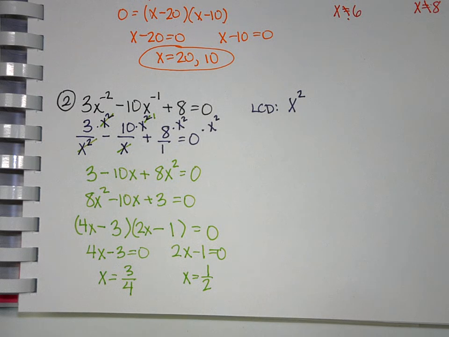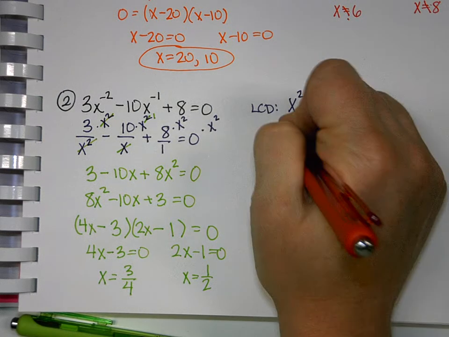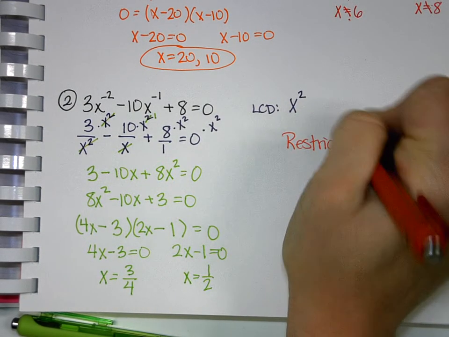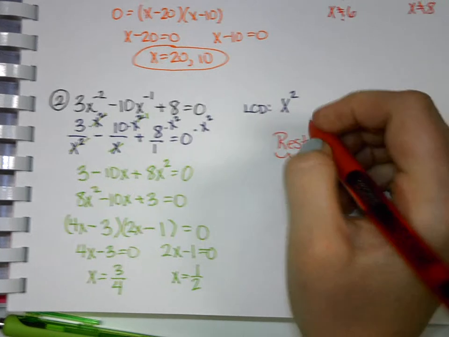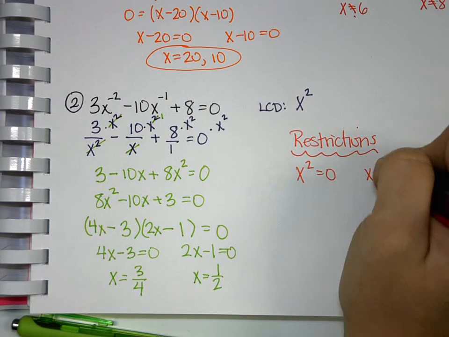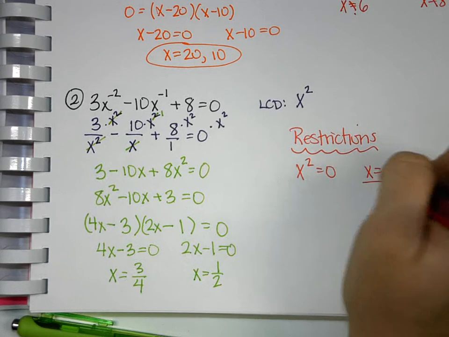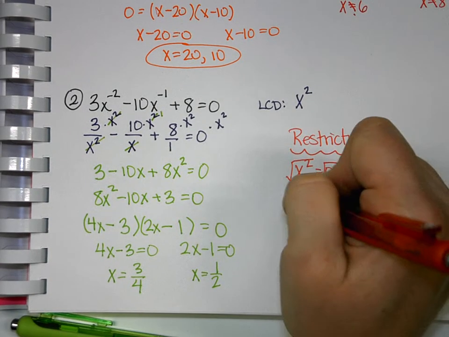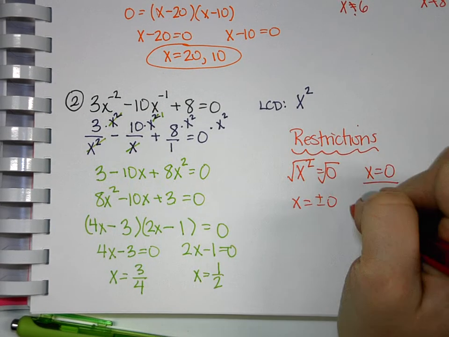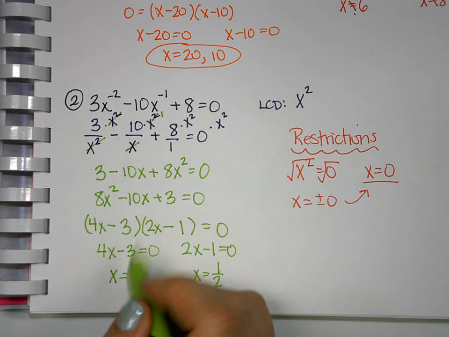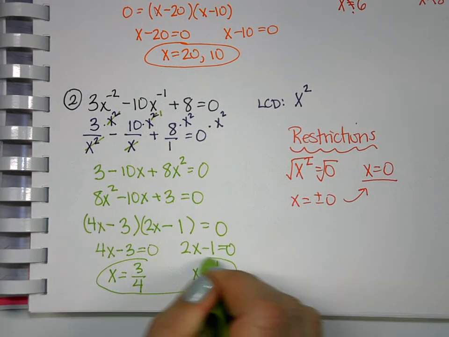So before we can officially say we're done, we want to check our restrictions. In this case, our denominator that had an x, we had an x squared, and we had an x. Well, this right here, that's a restriction. X cannot equal 0. And over here, if we solve for x, we get plus minus 0, which is the same as just x equals 0. So as long as we didn't get 0 as one of our answers, we're okay. So because neither of these numbers are 0, both answers will work.